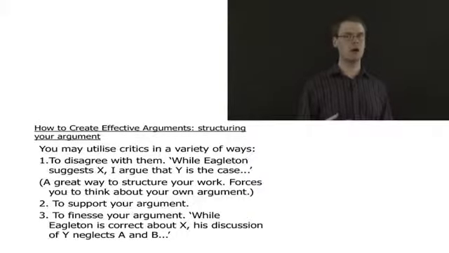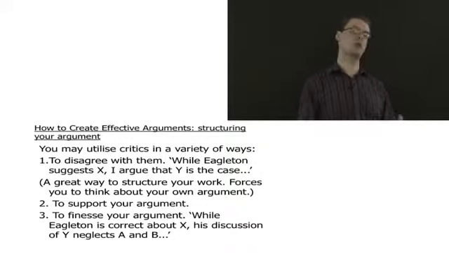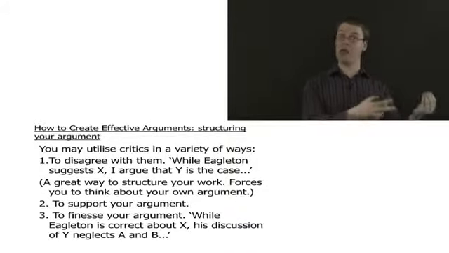The second way that you might use critics is to actually agree with them, so to actually support your argument, to lend some critical credibility to a point that you're making. The third way that you might want to use critics, and this is, if you like, sort of an amalgamation of the first two, is to finesse your argument. Okay, while Eagleton is correct about X, his discussion of Y neglects A and B.